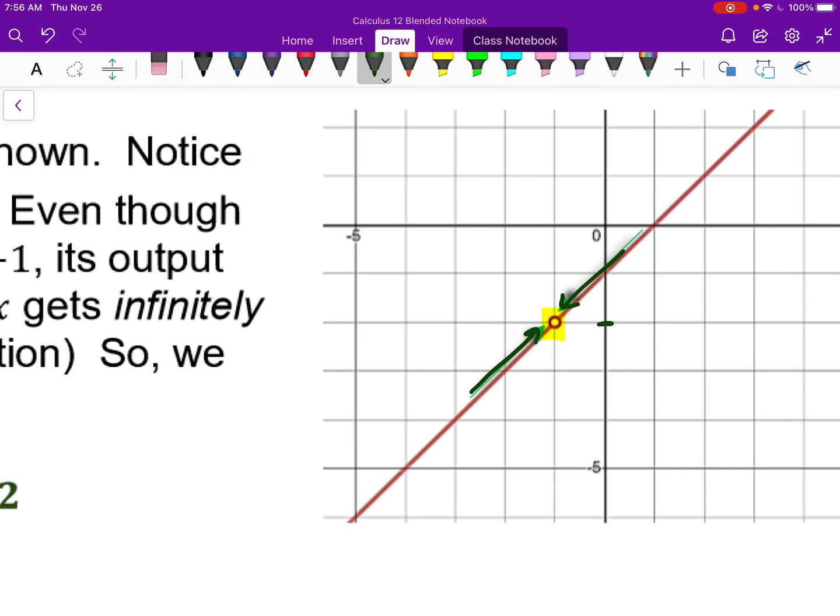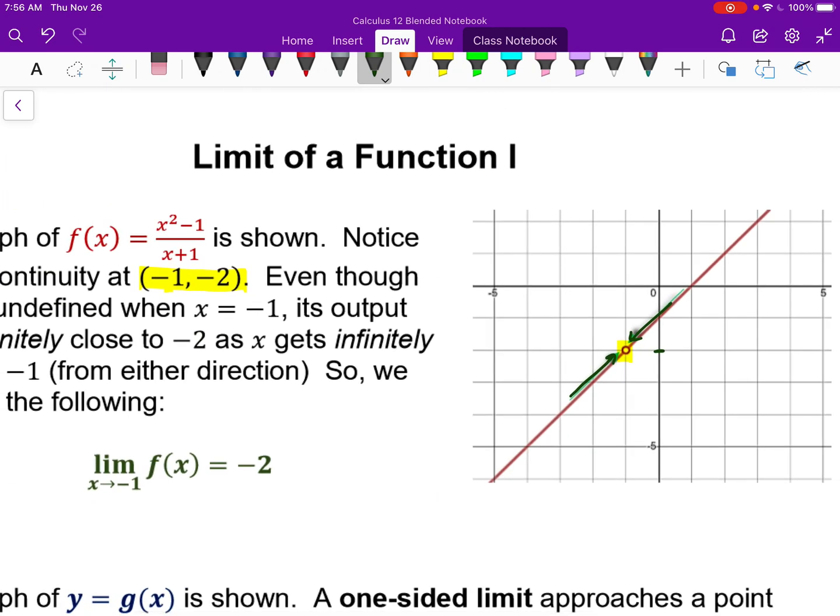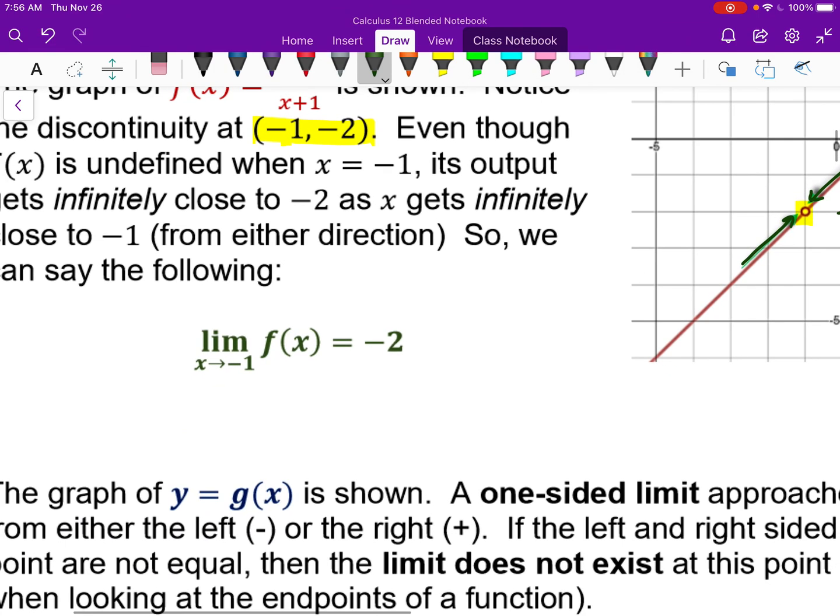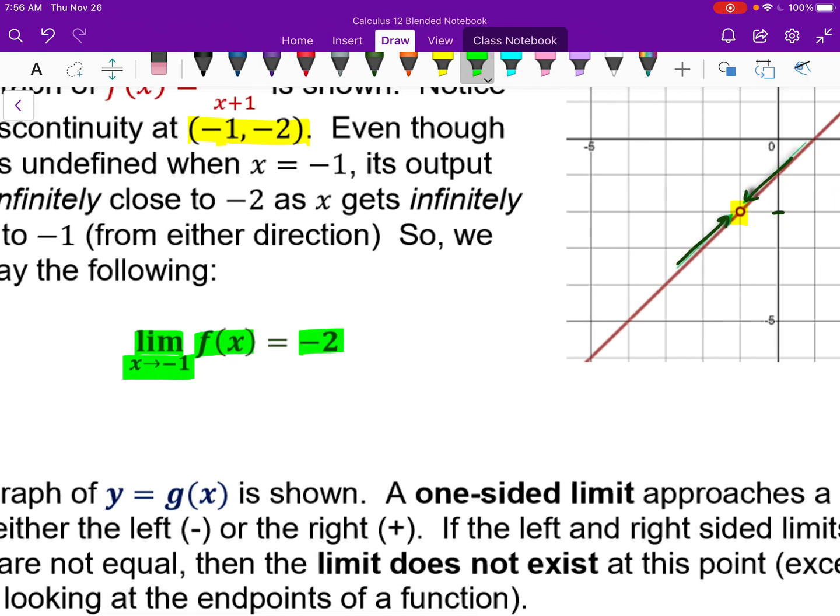And so even though the function is not defined there, we can get infinitely close to that point. It's like the function behaves in a sense that when x is negative 1, it doesn't equal negative 2, but it gets infinitely close to negative 2. And that idea is what is being described right here with this notation in green. The way we read this is we say the limit of f of x as x approaches negative 1 is negative 2. So this is not the same as saying f at negative 1 equals negative 2. This is saying as we get infinitely close, it equals negative 2 from both sides.